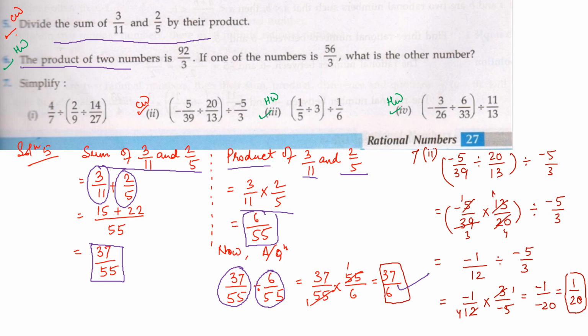The product of two rational numbers is 92 by 3. One of the numbers is 56 by 3. What is the other number? Assume the other number to be x. Then multiply that. This will be, one of the numbers is 56 by 3 into x will be 92 by 3. Solve it and get the value of x.